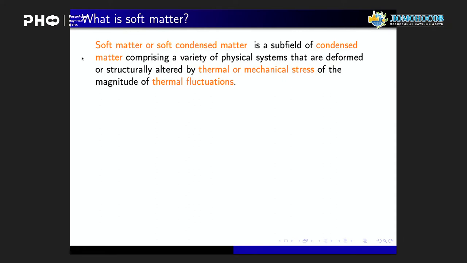The next point is, what is soft matter? This is a very interesting kind of condensed matter, a subfield of condensed matter physics, where we study systems structurally altered by thermal or mechanical stresses, with a large magnitude due to thermal fluctuations. The main objects of soft matter are ubiquitous in nature and in different technological processes, because liquids are soft matter. Colloids and emulsions, polymers, foams, gels, surfactants, granular materials, liquid crystals, biological materials, membranes, proteins, and so on. All these kinds of matter are soft matter. It means that all we need is soft matter.